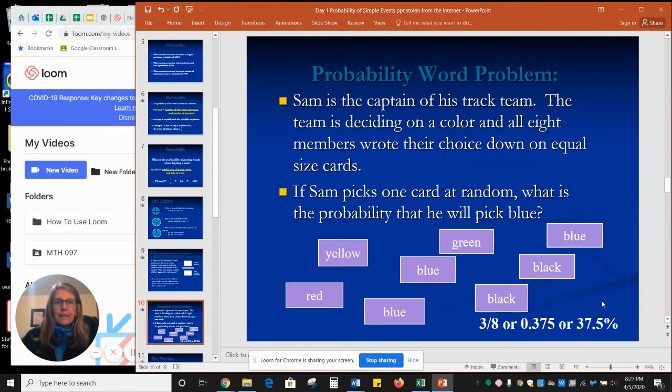Here's a word problem. Sam is the captain of his track team. The team is deciding on a color, and all 8 members wrote their choices down on equal size cards. If Sam picks 1 card at random, what is the probability he will pick blue? Let's use a fraction. There are 8 possible outcomes. If you look at the cards, you'll see that there are 3 blue cards. So the chances will be 3 out of 8, or 0.375, or 37.5% that Sam will pick blue for t-shirts for his track team.